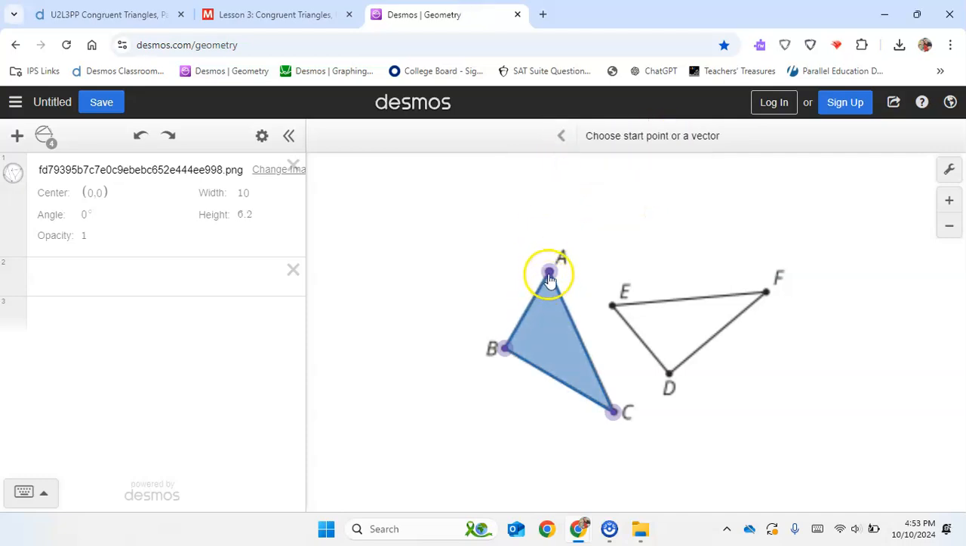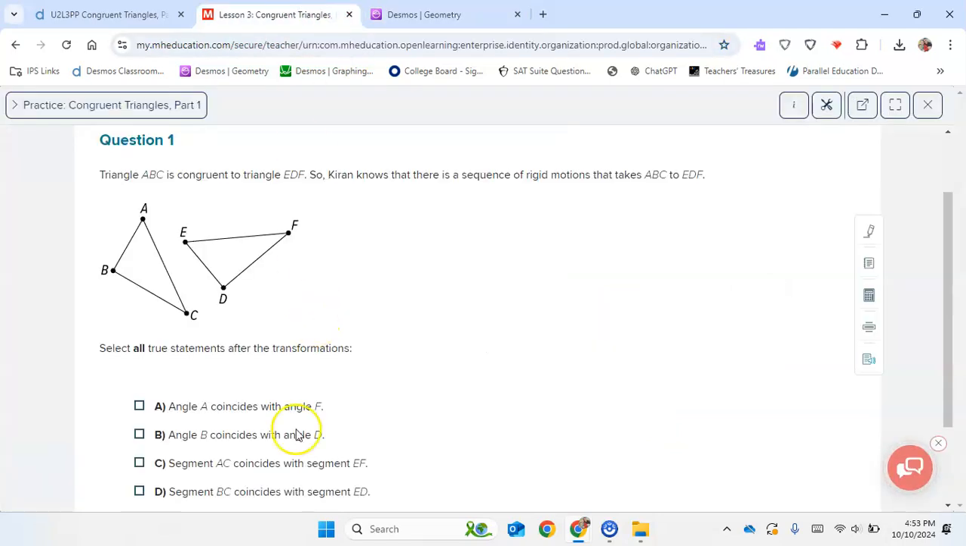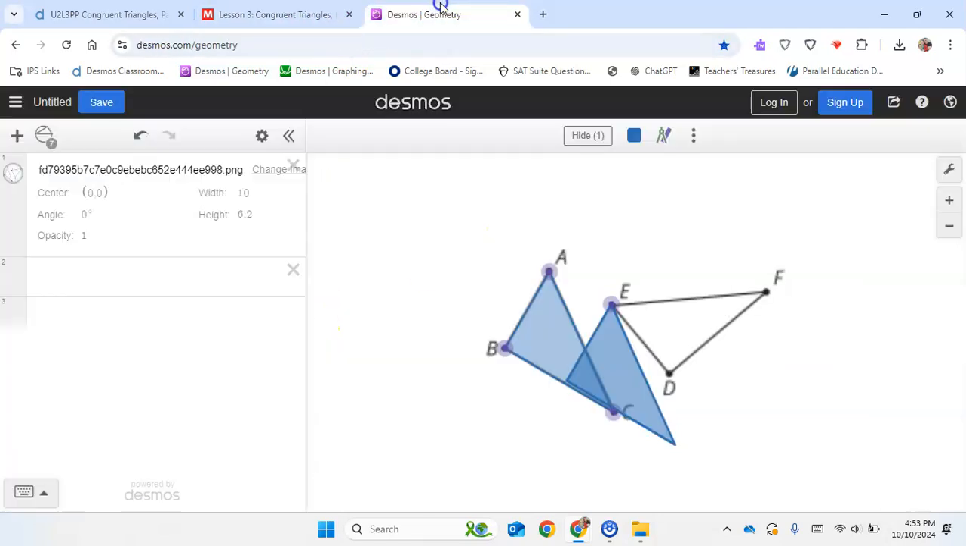So I would translate A to E. Then it says angle B coincides with angle D. When I rotate about center E, B prime will coincide with D.